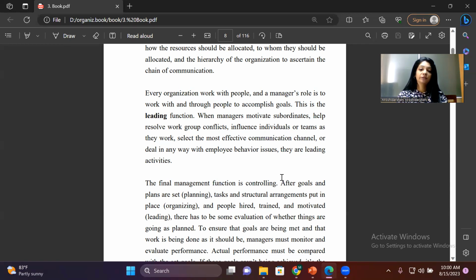When managers motivate subordinates, help resolve work group conflicts, influence the behavior of individuals or teams as they work, select the most effective communication channel, or deal in any way with employee behavior issues, they are leading activities. So basically, leaders will be providing, as I told you, a very important communication channel, motivating employees, guiding, supporting. So it does tremendous things, right?